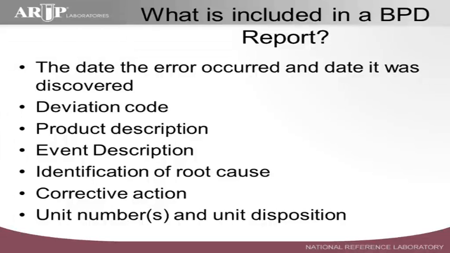So information that's included is the date of the error, the date it was discovered, the code. The FDA has a bunch of codes that fit any given situation, so you have to pick the numeric code that fits so that it can be reported into their system. The description of what happened, any root causes, so we think this happened because of whatever situation was going on. And then any corrective actions that we're going to do, and then any units and their final disposition.